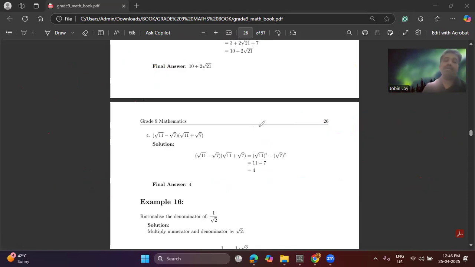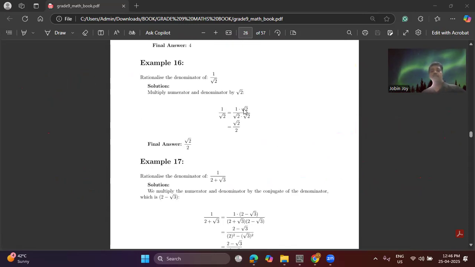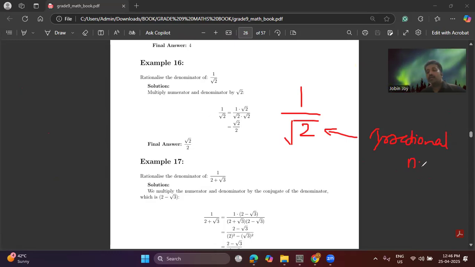In this way, you can add, subtract, multiply, and divide rational and irrational numbers. Next is rationalize the denominator. The given number is 1 by root 2. Rationalization means: here the denominator is an irrational number, and you have to convert it into a rational number. Rational number means any number you can write in the form of p by q. You have to convert the denominator of the given number into a rational number. This is what is called rationalize.